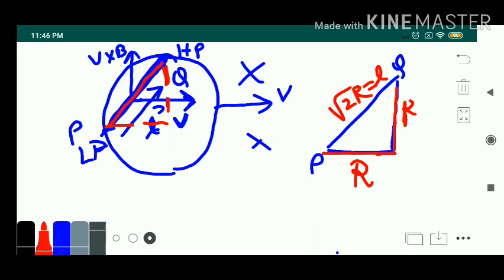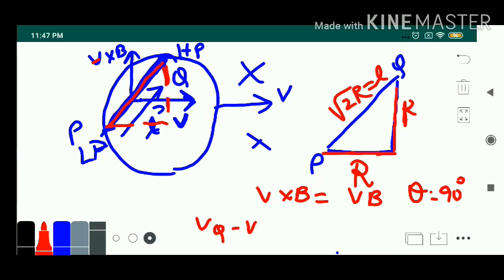We found the direction of V cross B, we found the direction of L, and we have also found the value of that L. Now what is V cross B here? V cross B is VB, because theta is 90 degrees. Now we have to find VQ minus VP, that was the question. VQ minus VP is V cross B dot L.